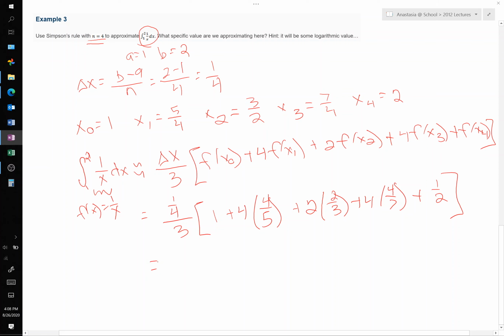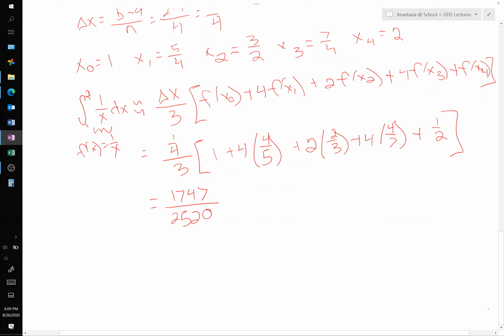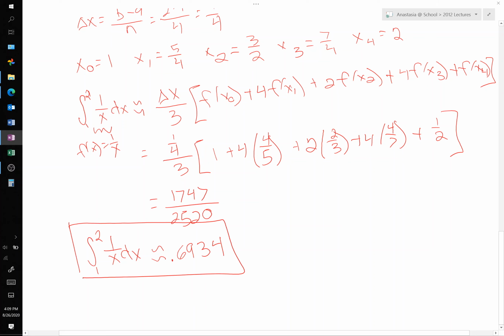And we can do a little bit of arithmetic there. If you keep it exact, your fractions get kind of ugly, but it should be 1,747 over 2,520. But it is perfectly fine for you to use a calculator to get that value. You can also get an approximate decimal value to be 0.6934. So that is what Simpson's rule tells us the integral from 1 to 2 of 1 over x dx is approximately equal to.